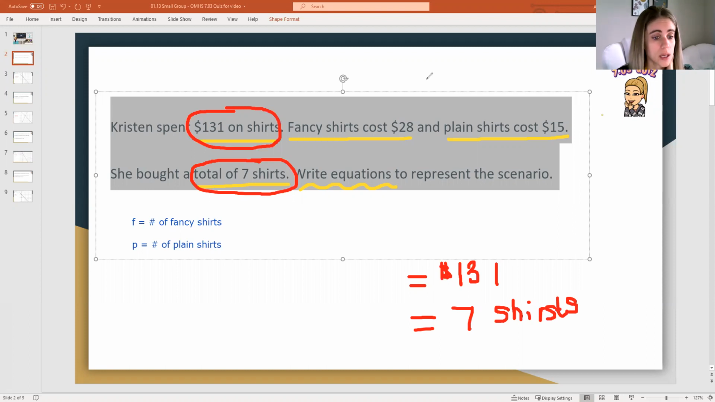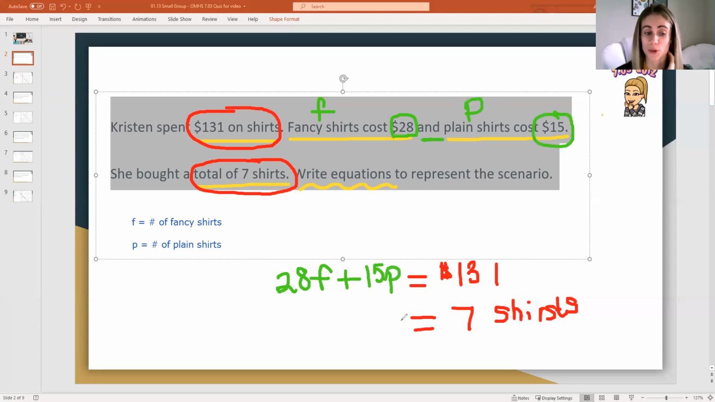Well, $131 is the total amount of money spent. I see that I spent $28 for every fancy shirt. So it's $28 times every fancy shirt I purchased. And I purchased plain shirts. Well, and means that's in addition to. So add. Plain shirts cost $15 each, which means it's $15 times the number of plain shirts I purchased.